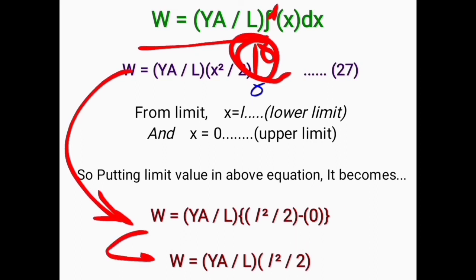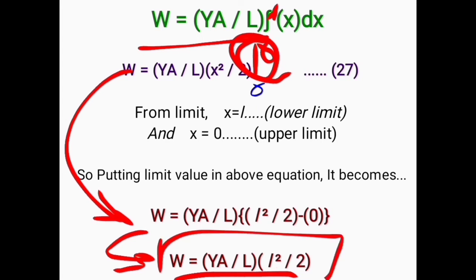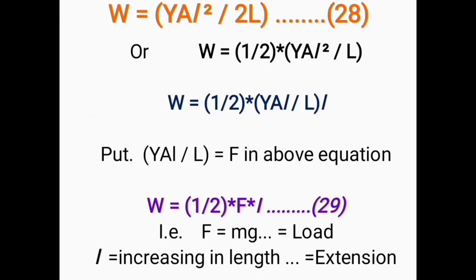Okay, next it can be rearranged as work done is equal to Y into A divided by L into L square by 2. This is our total work done. See, this is equation number 28 which gives total work done. Please note down this equation also in your notebook.